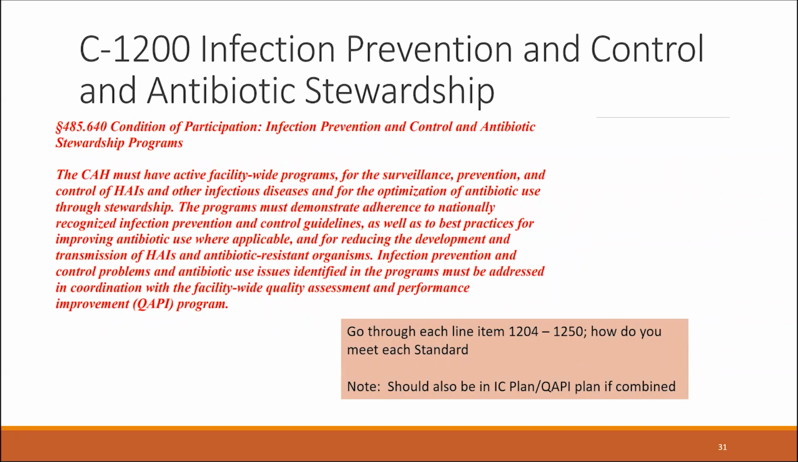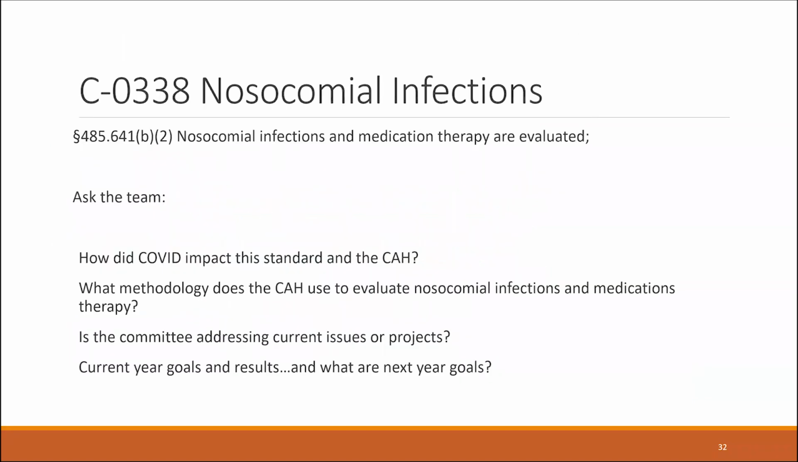And then our infection prevention and control and the antibiotic stewardship. This one, there's a whole section. Go through each line on that C-1200 section and look at how you really meet each of those explicit standards. And again, when we look at the State Operations Manual, it says what was changed last year and new, all in red, but it also says to be determined. So we don't know what the expectation is, even though we are still being held to that standard and expectation.